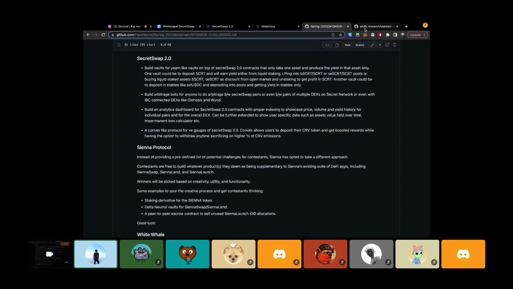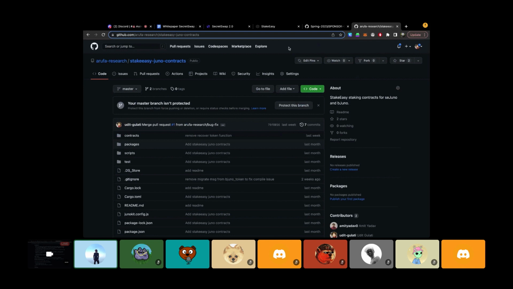We have the stake easy contracts public, but only the Juno ones, not the secret ones, because we'll only make them public once you go to mainnet. And the secret swap contracts will also be made public within the next week. So yeah, I'll link this repo.